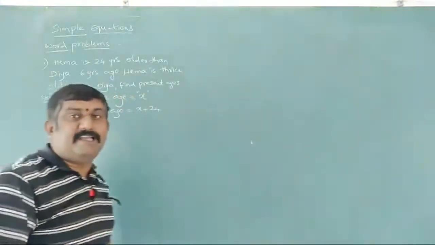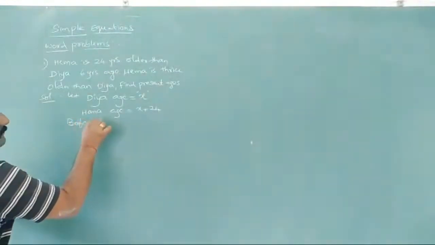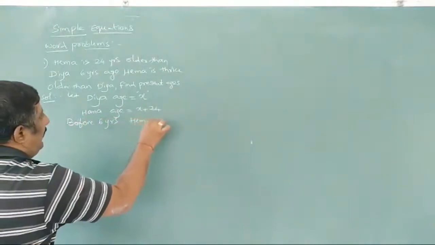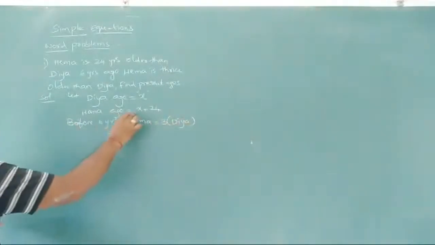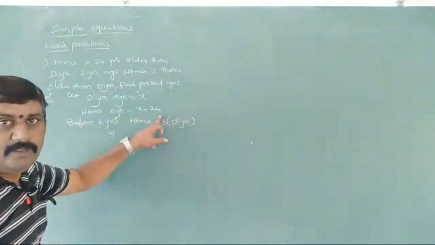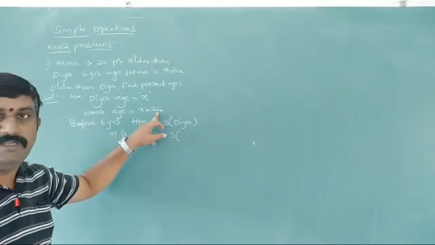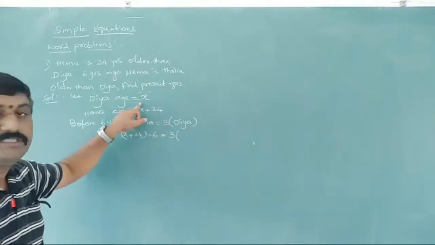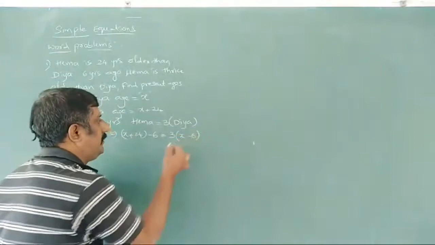Now, 6 years ago means before 6 years, Hema is 3 times of Dia. At present, Hema's age is X plus 24. So before 6 years, minus 6. 3 times of Dia. How much is it? X. So before 6 years, X minus 6.